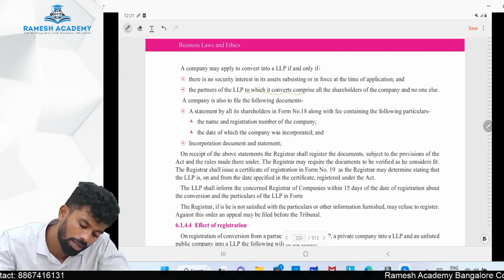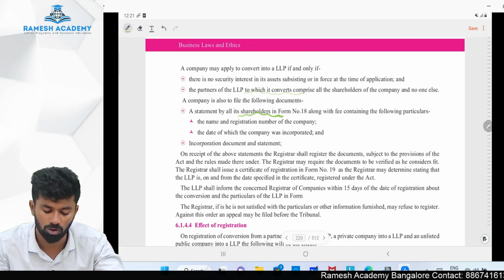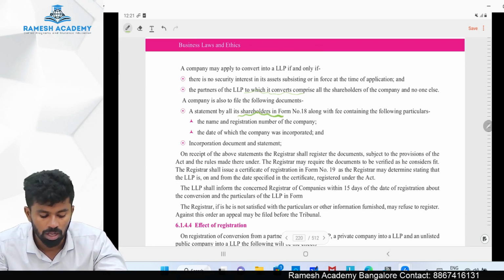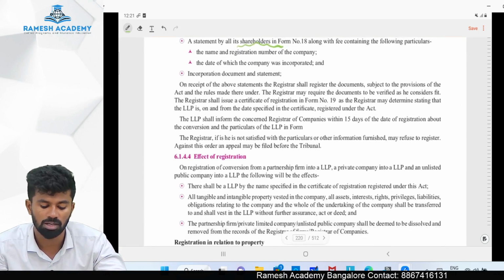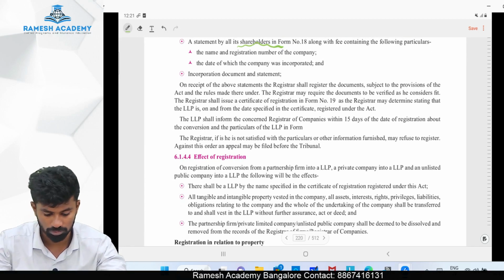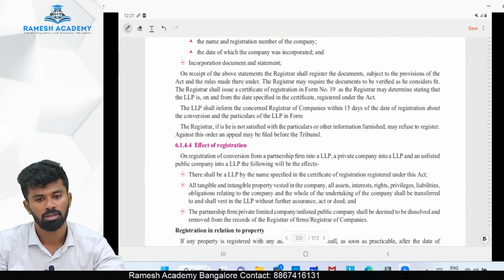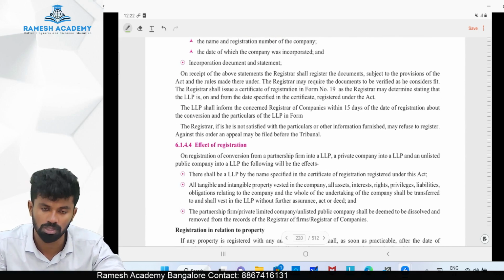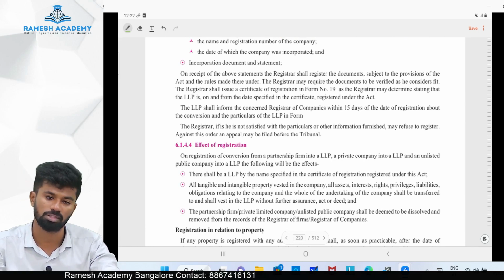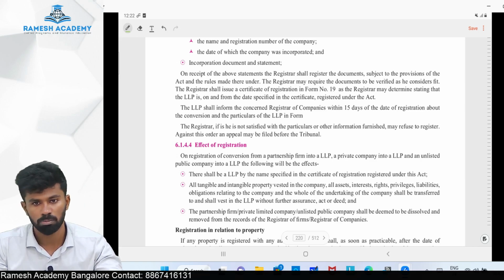A statement by all its shareholders in Form 18 along with the fees, containing the following particulars, should be filed. On receipt of the above statement, the registrar shall register the document subject to the provisions of the Act and the rules made thereunder. So, once the ROC issues a certificate, the registration takes effect. Simple, guys. Conversion of partnership firm: all partners should become part of the LLP.